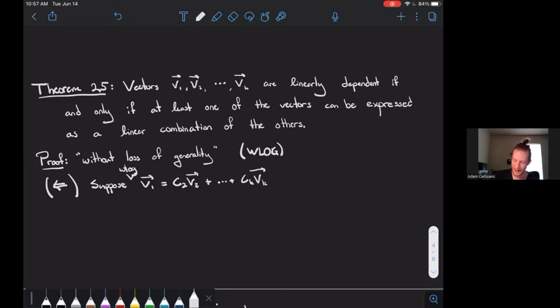Okay, great. And then, well, v1 minus c2 v2 minus all the way up to ck vk.